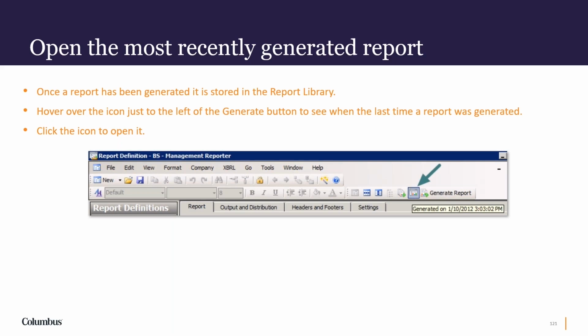But in any case, if you hover over the icon just to the left of the Generate button, you'll see the last time a report was generated. If you click that icon, it will open the previously generated report. You don't need to actually regenerate it. If nothing's changed, just open the last time you generated it. A lot of my clients don't even realize that option is there, and they just continually regenerate reports, exacerbating the problem with the report library when all they really needed to do was open the last time they generated it.